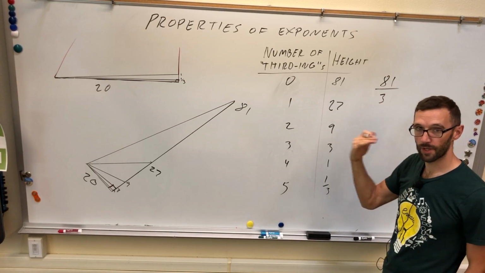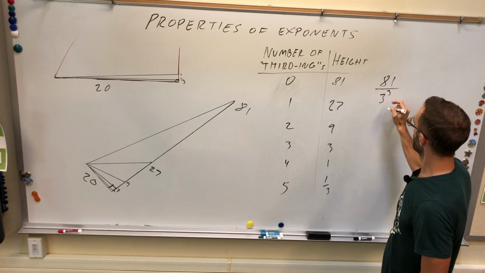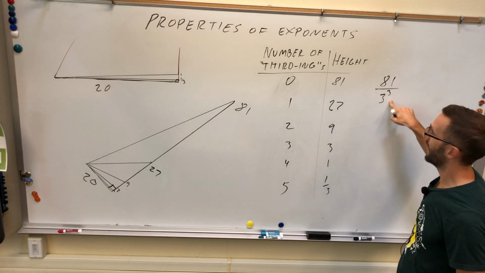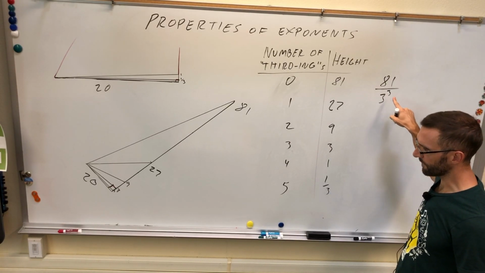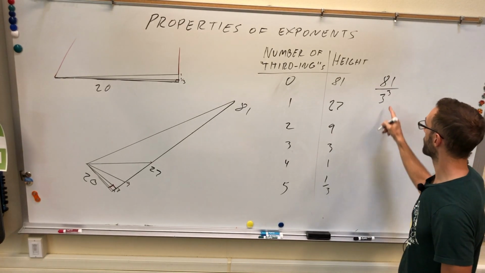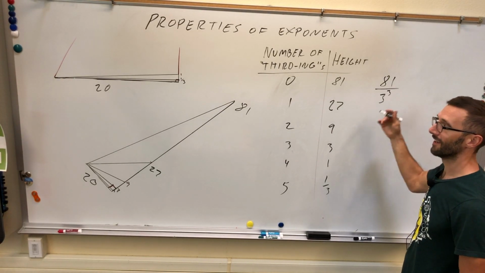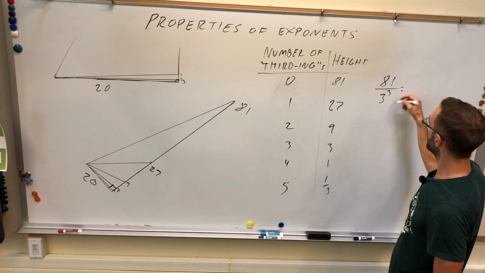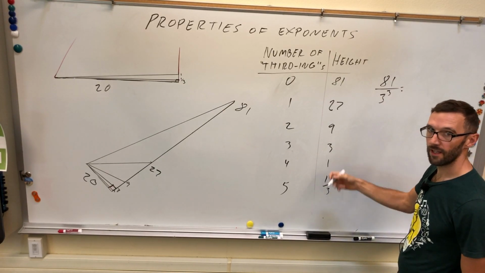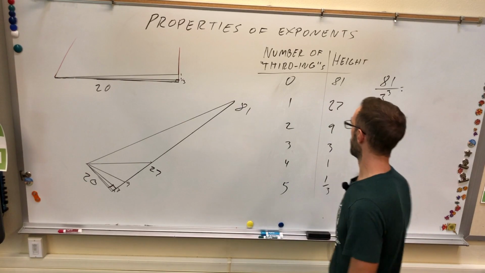but this is where the properties of exponents come in. We want to take 81 divided by 3 to the third, and that's going to take us to the height. After 3 thirdings, what's our height going to be? And this ends up being 3, but we're exploring exponents. So let's play with that.